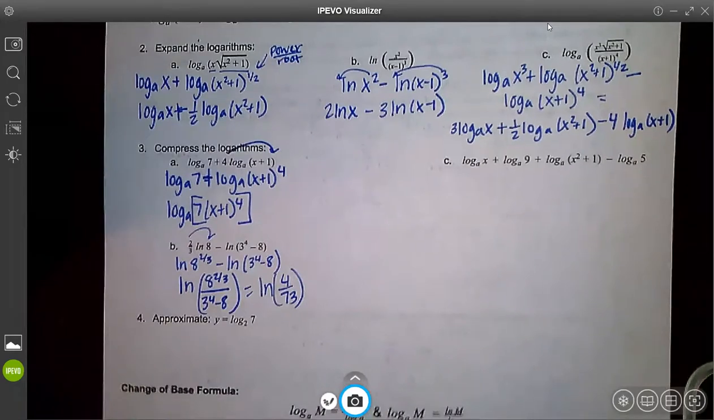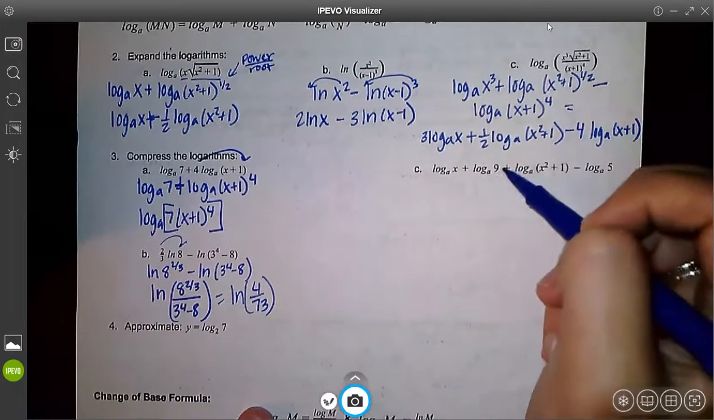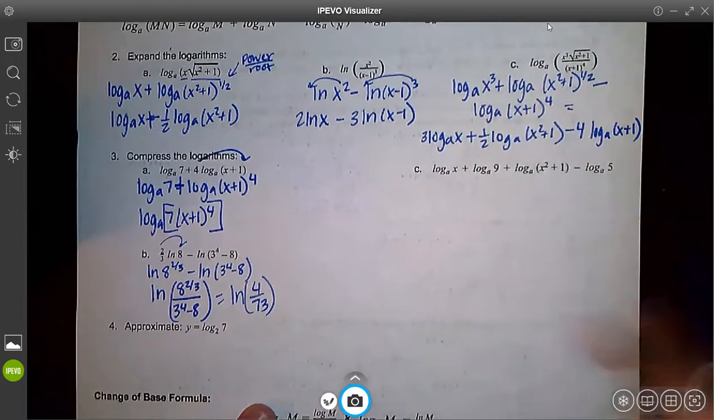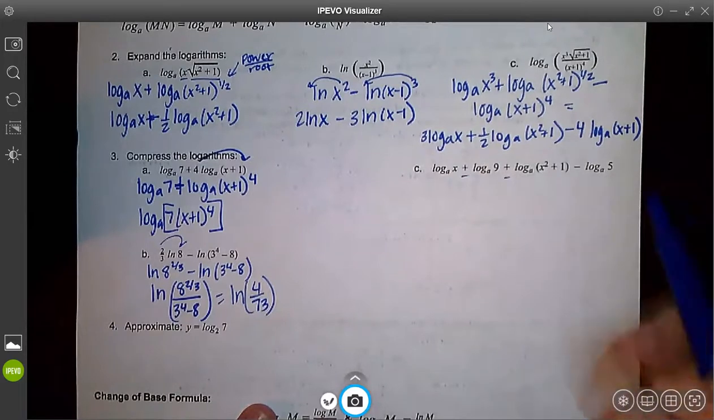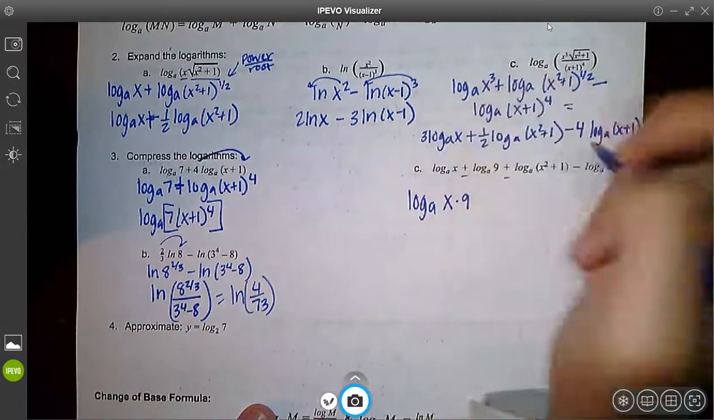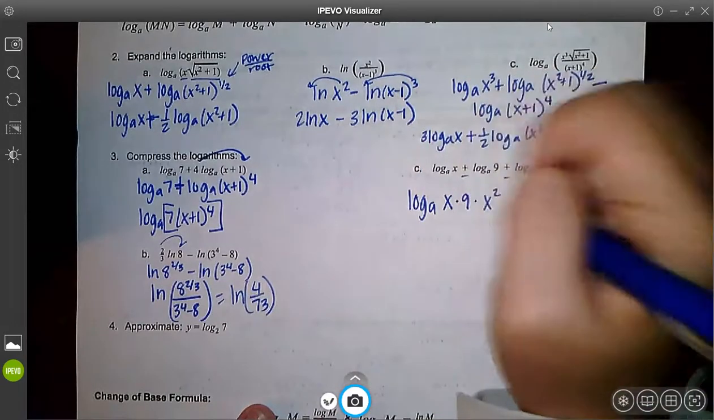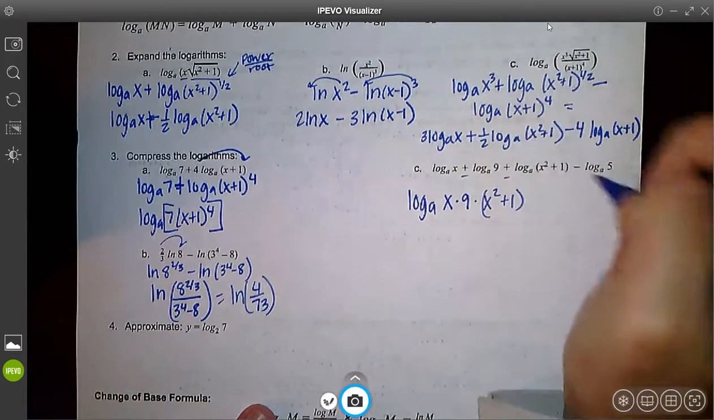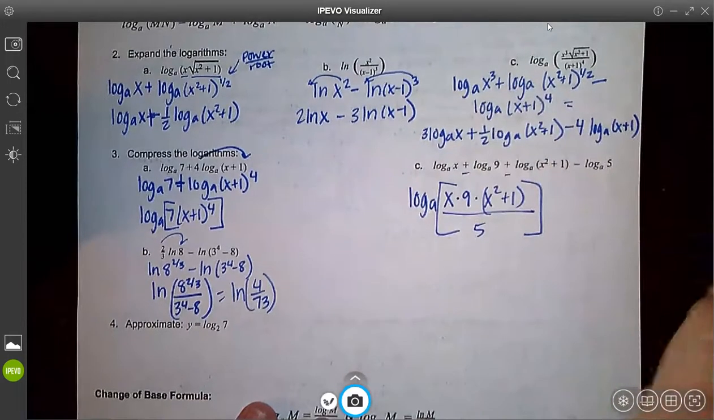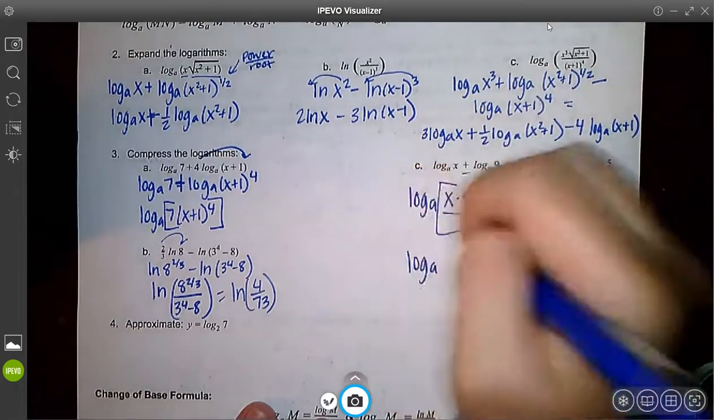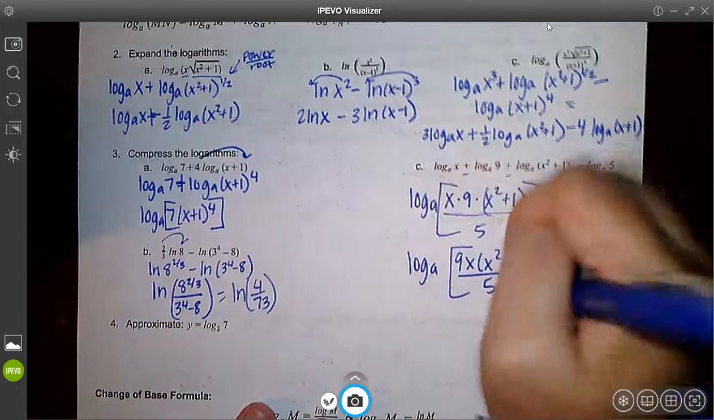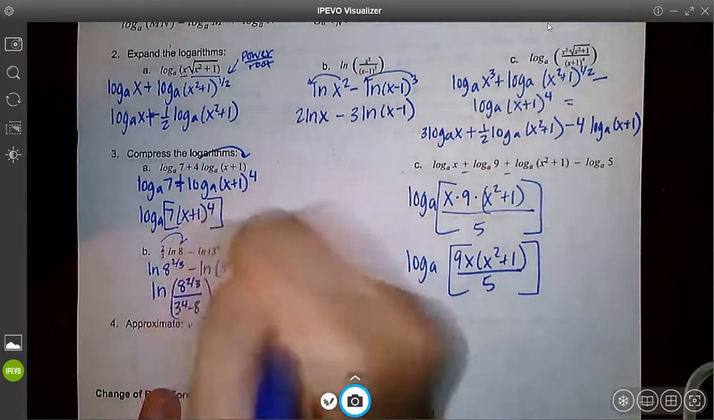That last one: log base a of x plus log base a of 9 plus log base a of x squared plus 1 minus log base a of 5. This here gives us multiplication, so we have log base a of x times 9 times x squared plus 1. The minus gives us division, so that's going on the denominator. Let me write that a little bit neater: log base a of 9x times x squared plus 1, over 5. And that's going to be our answer.